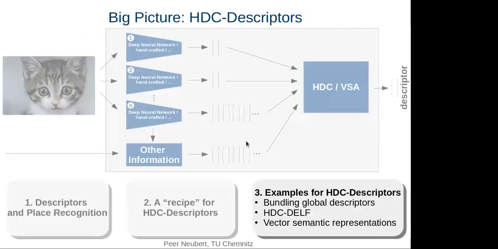Now we can go to some concrete examples of how to compute HDC descriptors, and we will learn some things that we will put back into the recipe again. Okay.